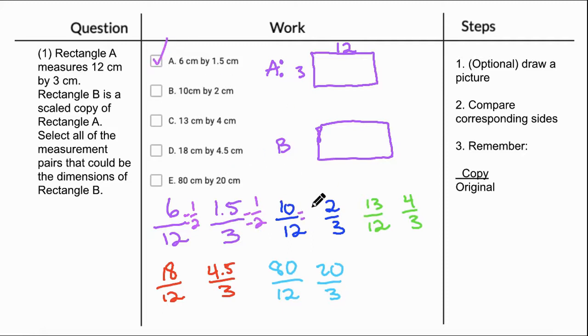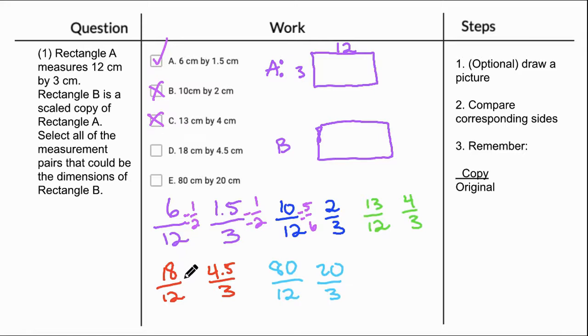This one here, 10 over 12, simplifies to 5 over 6, and 2 over 3 and 5 over 6 are not the same thing, so B is not one. For C here, 13 over 12 and 4 over 3 are all the way simplified, and they are not the same, so not C either.